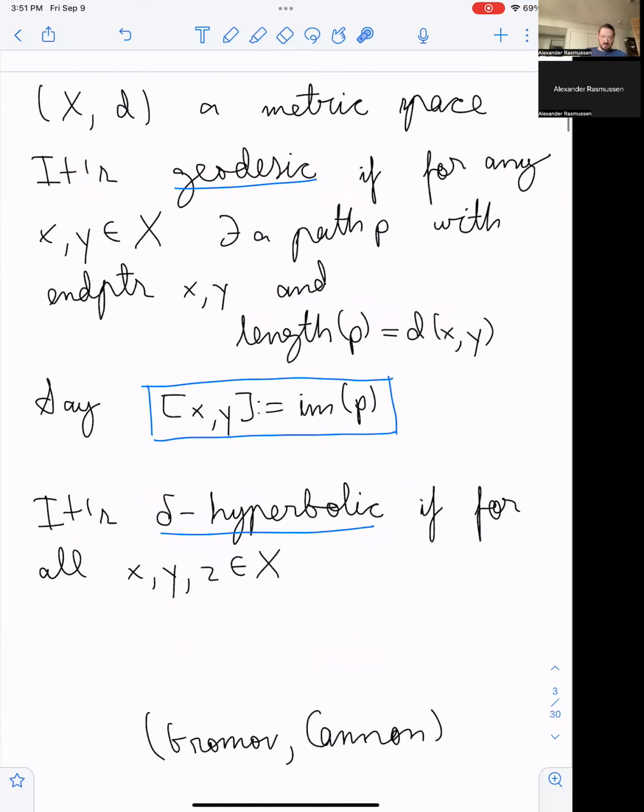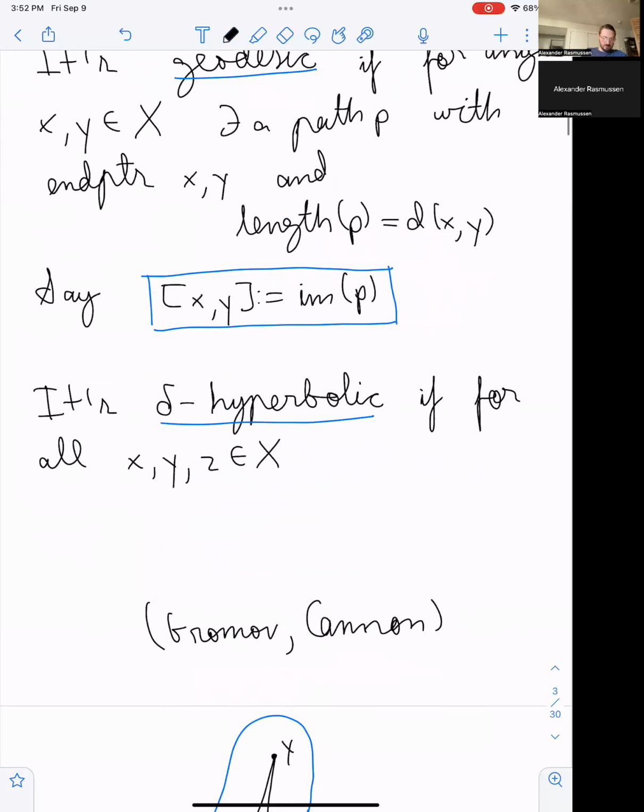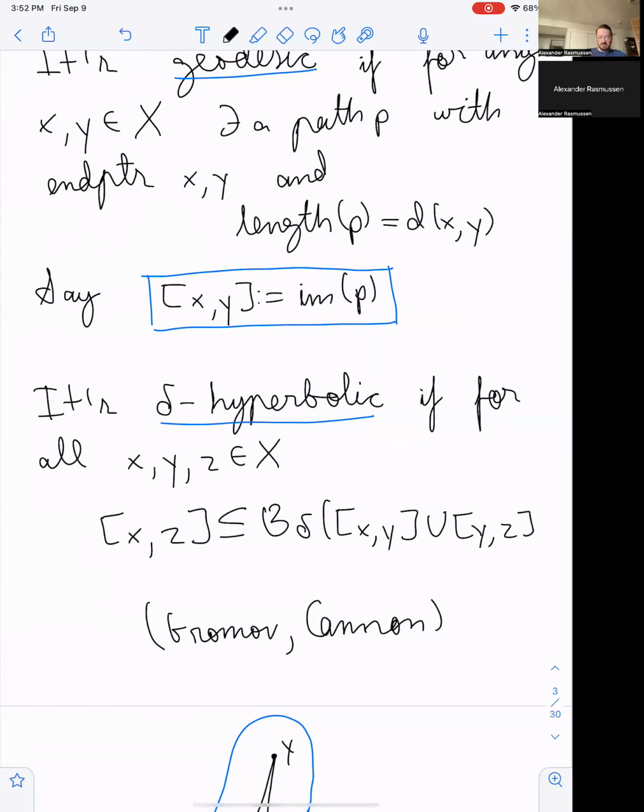So we say that the geodesic metric space X is delta hyperbolic if the following condition holds. For all triples x, y, and z in X, we have the following inclusion. Any geodesic from x to z is contained in the delta neighborhood of any geodesic from x to y, union with any geodesic from y to z.